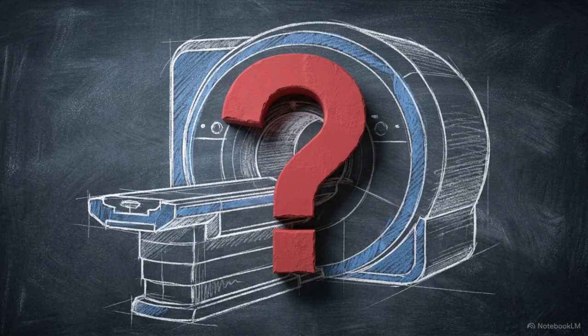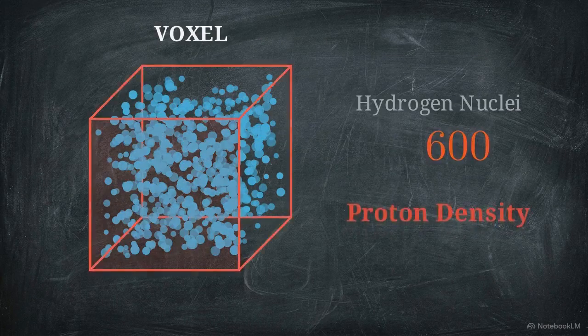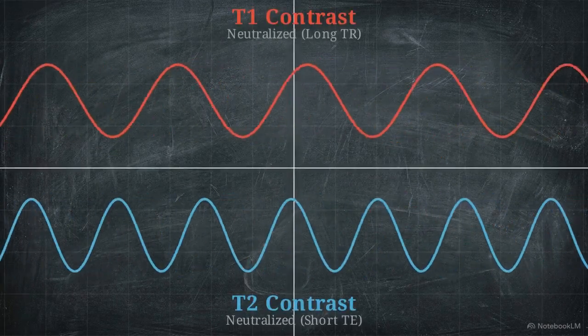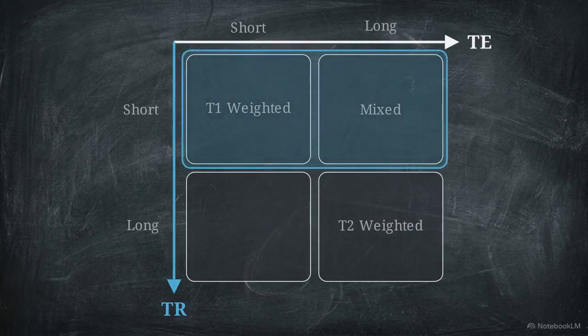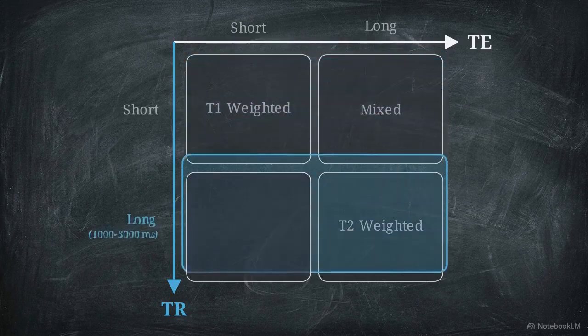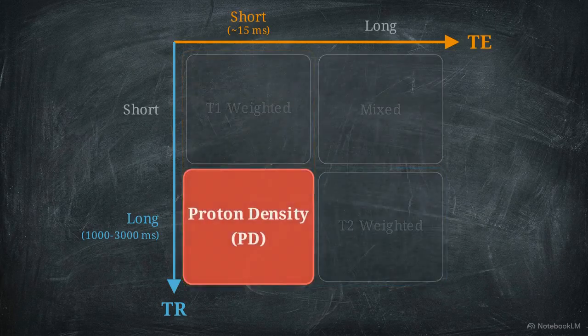This leaves an interesting physics problem. How do we configure the machine to ignore magnetic relaxation times entirely and strictly count the raw density of hydrogen nuclei in a voxel? The radiologist must intentionally crush both T1 and T2 contrast at the same time. Looking to the lower left quadrant, T1 is neutralized by allowing full longitudinal recovery, so we dial in a long TR. T2 is neutralized by reading the echo immediately before decay begins, pairing that with a short TE.